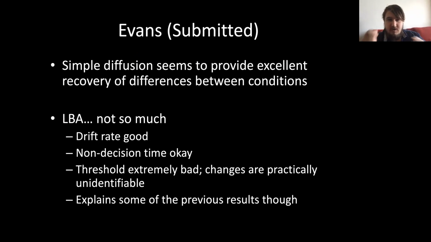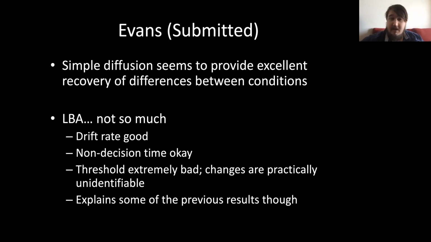We can use the diffusion model to measure, if we have two experimental conditions, what parameters differ between them. But the LBA, not so much. The drift rate difference, or the VDIF, whatever you want to call it, is good. And the non-decision time's okay, but threshold is extremely bad, to the point where you practically can't identify changes in it. You have no way of knowing whether the generating value was an extreme negative number, an extreme positive number, or 0.